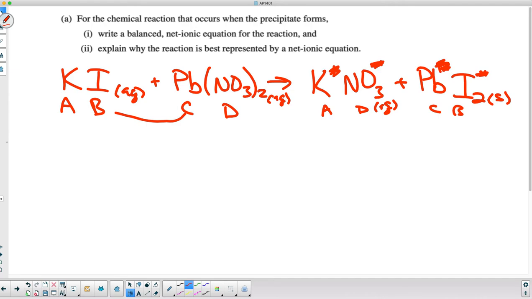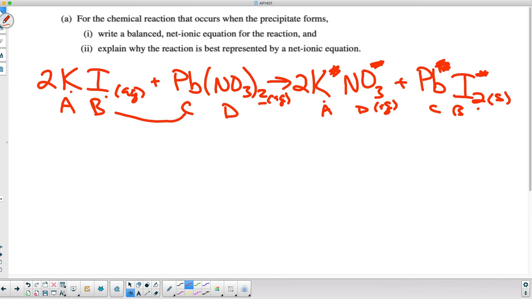So let's go through. What I have to do is balance the equation first. Notice that if I look here, I have 1 K and 1 K, so that's balanced. I have 1 I, but over here I have 2 iodines. So I put a 2 in front of the whole compound. Now I have 2 Ks, and I only have 1 K on the right-hand side, so I put a 2 in front of that, and that gives me 2 nitrates. 2 Ks and 2 nitrates. Over here I already have 2, so that also works.